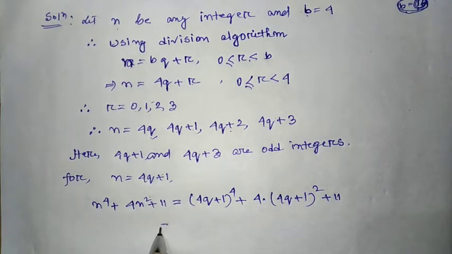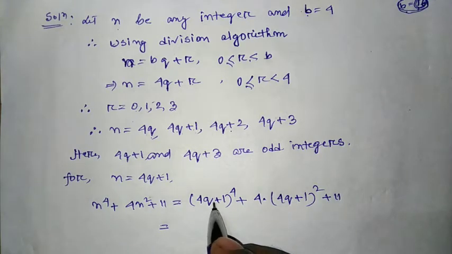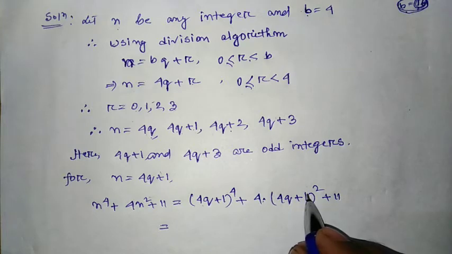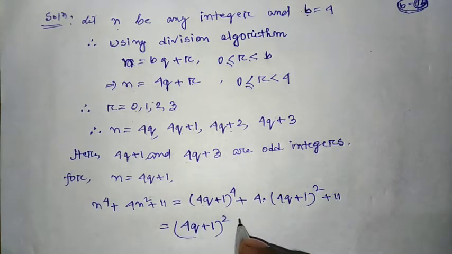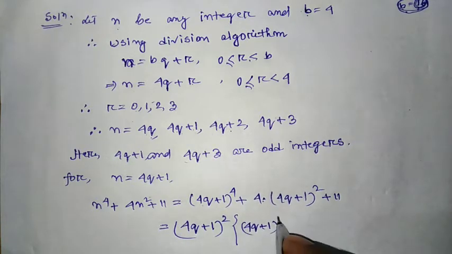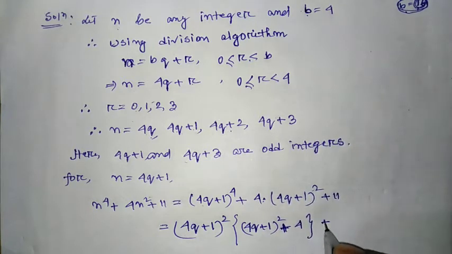Now see, in these two terms, here (4q+1)^4 and here 4 into (4q+1)^2. So (4q+1)^2 is common, so take it out. Here remains (4q+1)^2, plus here (4q+1)^2 comes out, so 4 and plus 11.